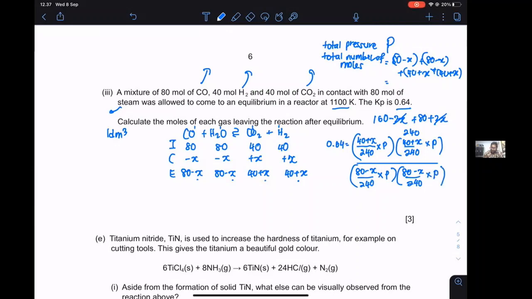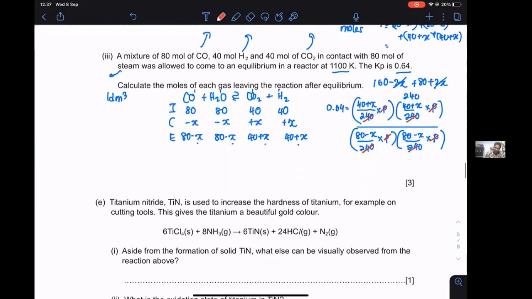Do remember, this one is 1 dm cube. In this case, I'm just using the partial pressure. So here, you can eliminate all this. I'll just use the red pen over here. This one will be cancelled with this. This one will be cancelled with this. What we will get is going to be.